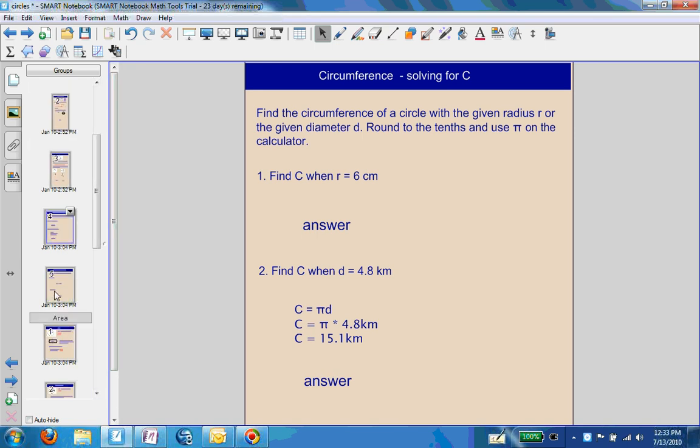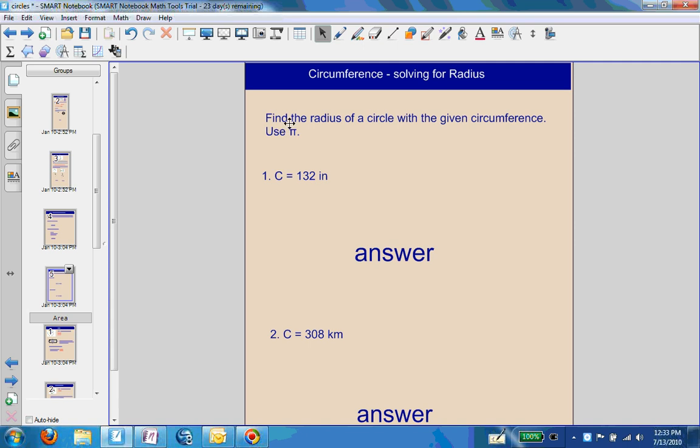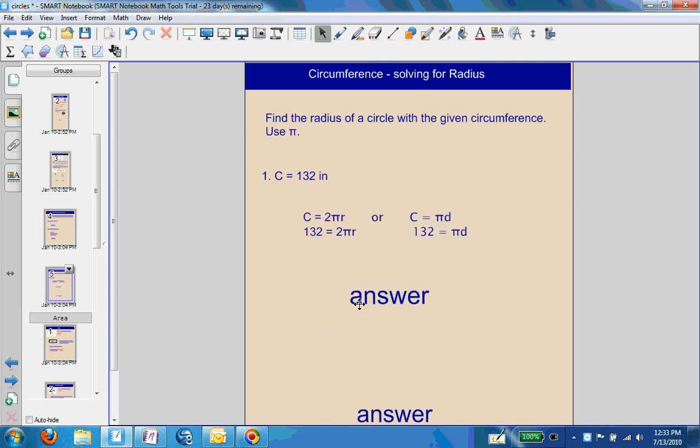In the next example, we're asked to find the radius given the circumference. That's a little different. We're going to use the same formula we were using before. In this case, we're working with radius, so we're going to use circumference equals 2 pi r. But we know the circumference. We don't know the radius. So we're going to put the circumference 132 in the place of c and set it equal to 2 pi r. If you would rather work with pi d, that's fine. Just remember you're finding the diameter in that case, and so you'll have an extra step at the end.